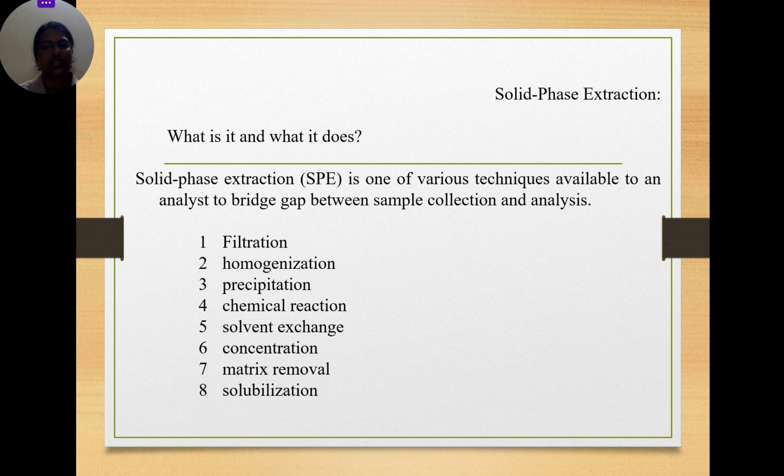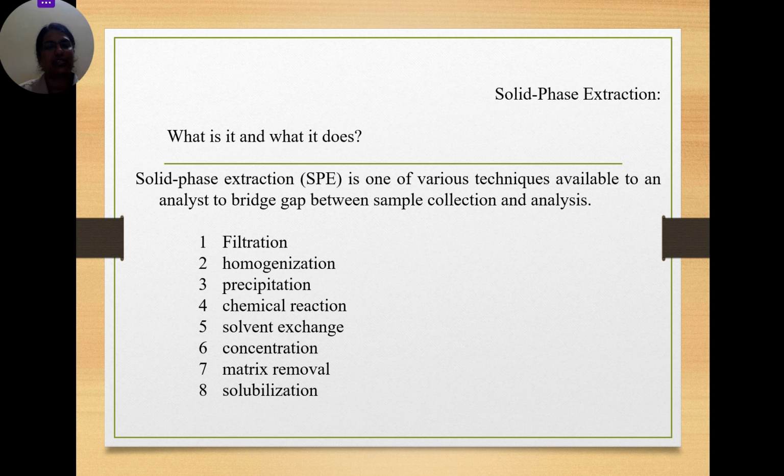So what is meant by solid phase extraction and what exactly does it do? Normally it's like a common column chromatography you can say, but it's a wonderful technique. It bridges the gap between sample collection and analysis. Normally if we take any biological sample, there will be a lot of matrices involved, so there are a lot of interferences. So this is one kind of extraction technique which will help us to target our analyte and extract it with a full concentration range.